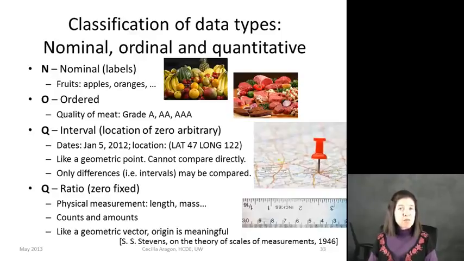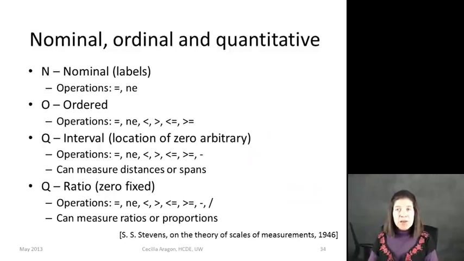And then finally, you have ratio data, which is where the 0 is fixed. And you can think of this as any physical measurement, length, mass, counts and amounts. The origin is meaningful. Let's talk a little bit more about the differences between nominal, ordinal, and quantitative data. Sometimes it's not immediately clear, given an example, what data type it falls into. So one of the best ways to actually identify data as nominal, ordinal, or quantitative is to look at what are the operations that are permitted on this data.